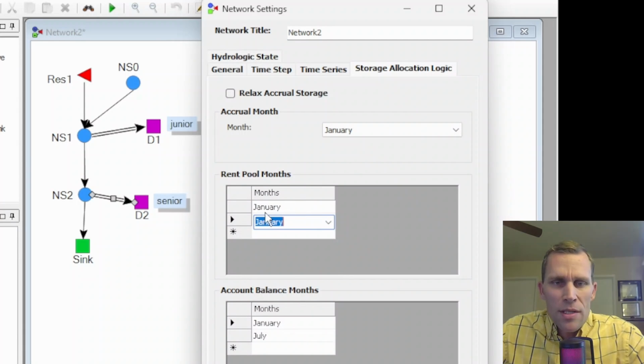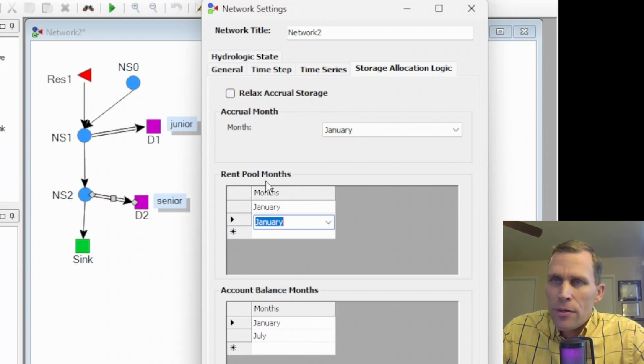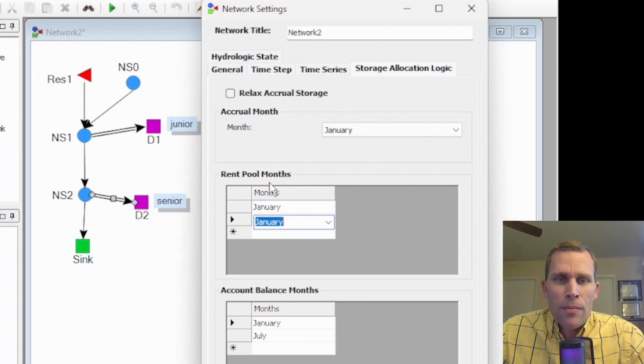Once that month begins or that time period begins that's listed in the rent pool, that's when the renter is entitled to the water that they purchased in the rent pool. So we have two different parties at hand here. There is the renter and there is the owner who contributes. Or you could say the subscriber is the purchaser and the owner is the contributor.